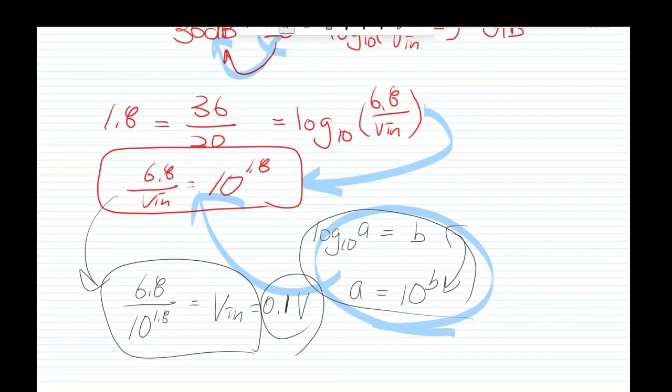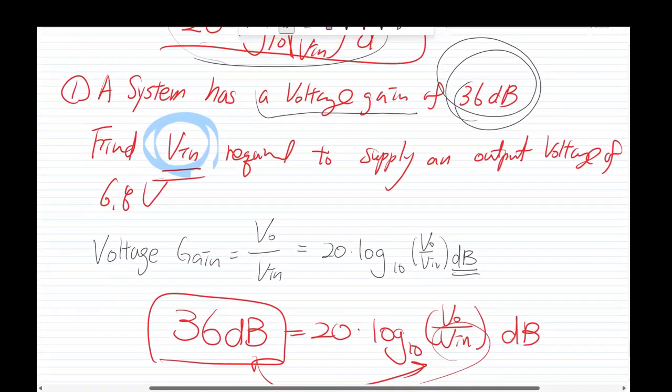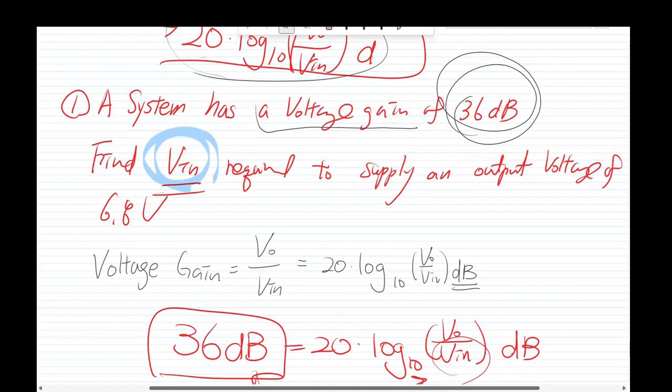So one more time, okay? That was the original input voltage. Input voltage, right. All right, there is the last question. The system has voltage gain of 36 dB. Find V sub in required to supply an output voltage of 6.8. Step 1: what is the voltage gain? V sub 0 divided by V sub in is equal to 20 times log 10 of V sub 0 over V sub in. That is the unit dB for gain. Without dB, it's just the voltage gain.